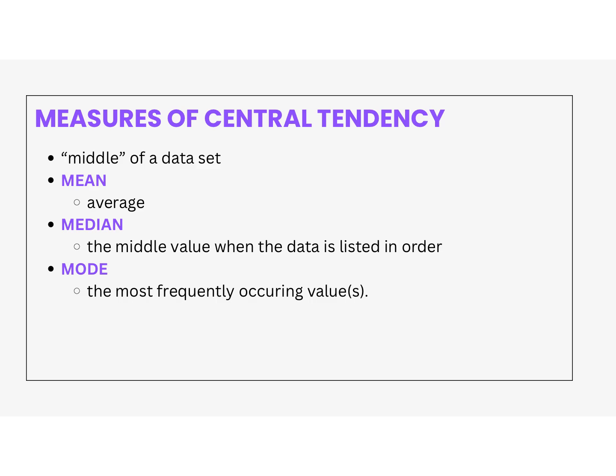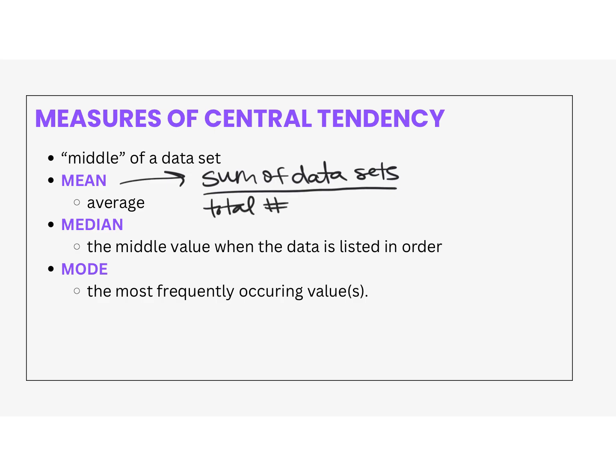So we're going to start by looking at measures of central tendency, which are what we call the middles of data sets. There's three main ones we're going to look at, and those are mean, median, and mode. Those are potentially things that you've heard or seen before. So the mean is the average. In order to calculate that, we take the sum of the data sets divided by the total number of data values.